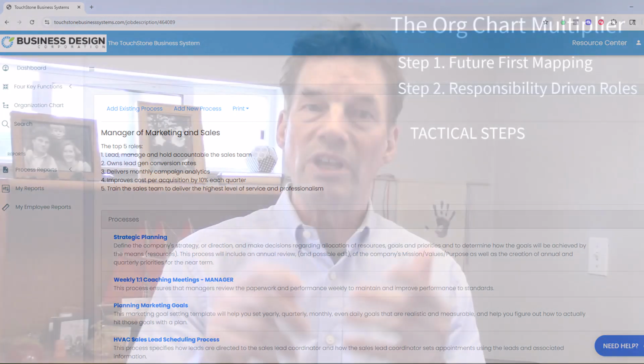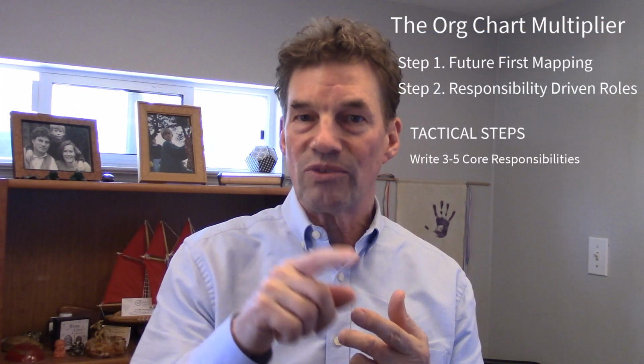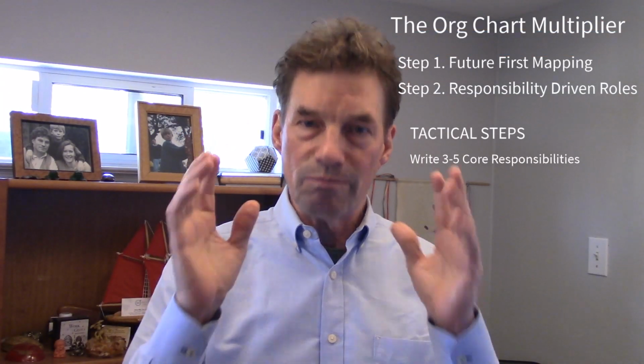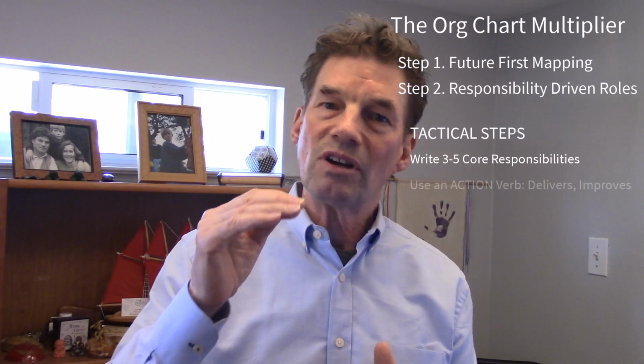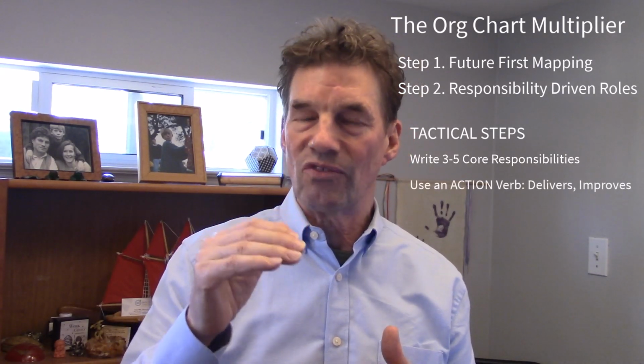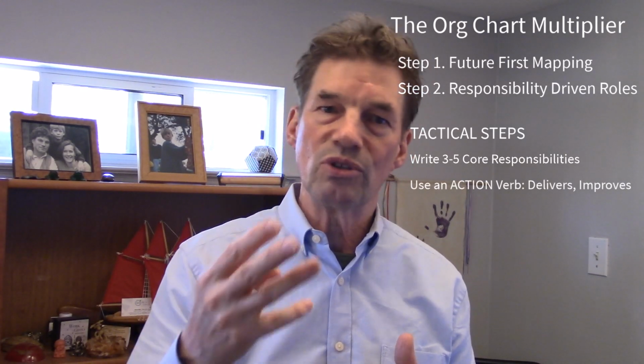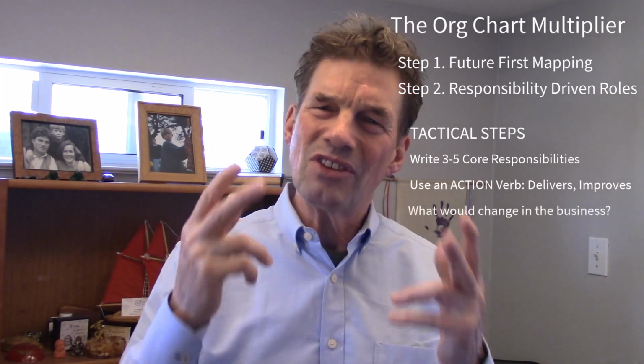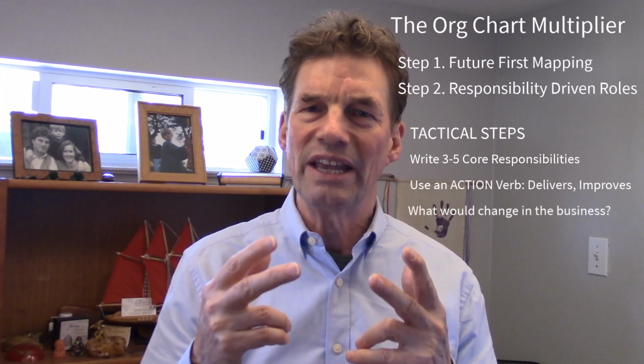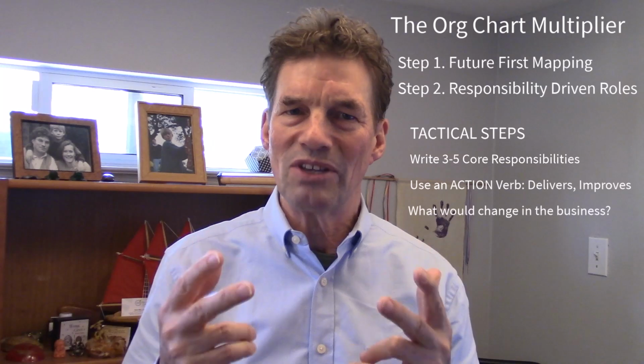So here's what to do. For each role, write 3 to 5 measurable outcomes, core responsibilities. Start each responsibility with an action verb like owns, delivers, improves. And ask yourself, hey, if this role were executed perfectly, what would change in my business?